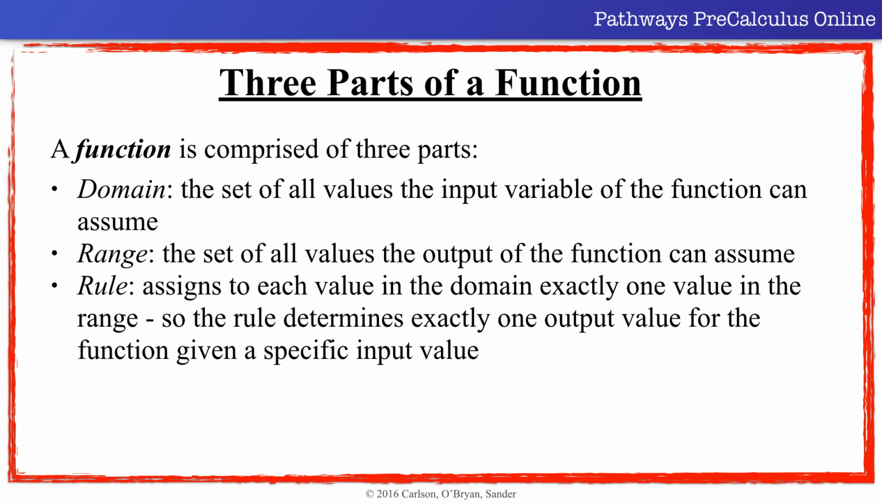In general, a function is comprised of three parts. These parts are a domain, which is the set of all values the input variable can assume, a range, which is the set of all values the output of the function can assume, and a rule, which assigns to each value in the domain exactly one value in the range, so that given a specific input value, the rule determines exactly one corresponding output value.